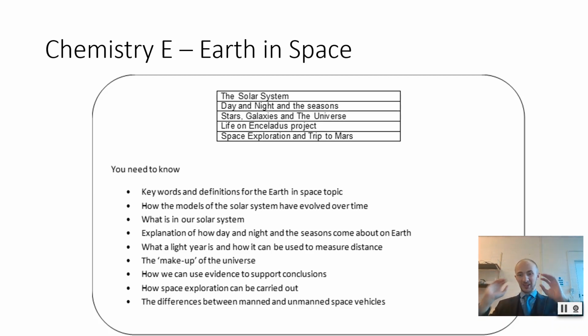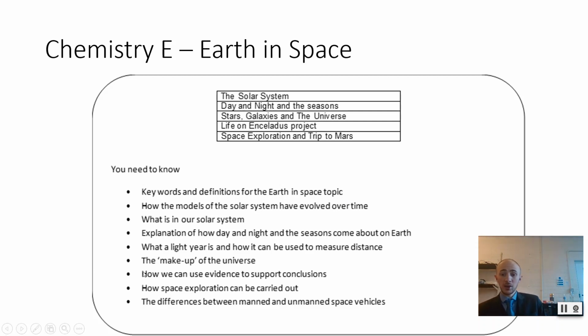Now, Chemistry E is all about space. It's a really nice topic, and we just did it, so I expect it to be kind of fresh in your mind. Now, we pushed it a little bit beyond where we needed to push it. Right? Now, you need to know how the solar system works. So what is the solar system? What's in the solar system, and what we know about the solar system.